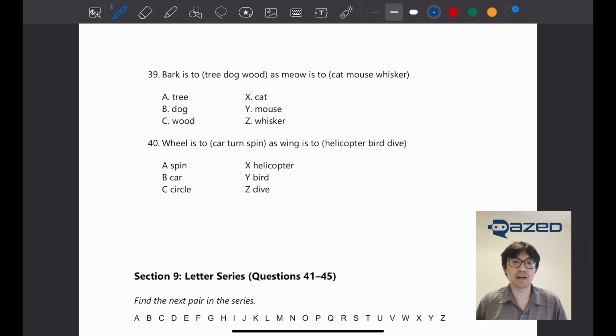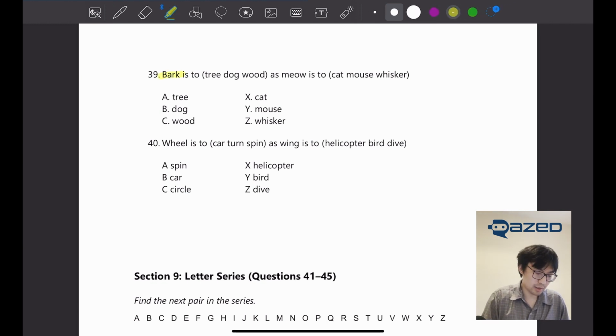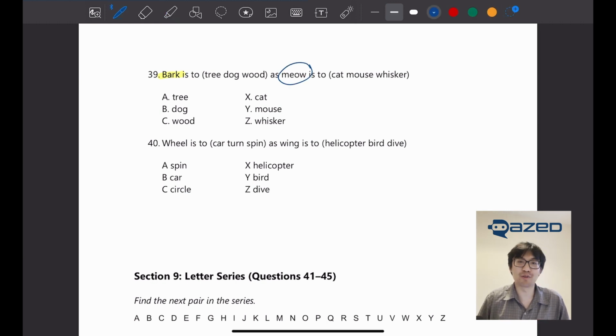Right, 39, we have bark is to tree, dog, and wood, as meow is to cat, mouse, and whisker. This is a very common one, bark. It's a synonym, so they like to confuse you because it can be associated with both trees, wood, and dog. But obviously, since we see meow, we can probably assume it's going to be animal related. So this one's an easy one, it's just dog and mouse. Not mouse, and cat.